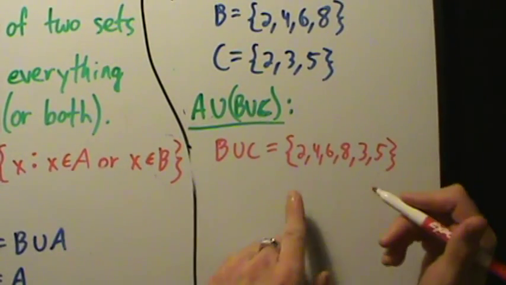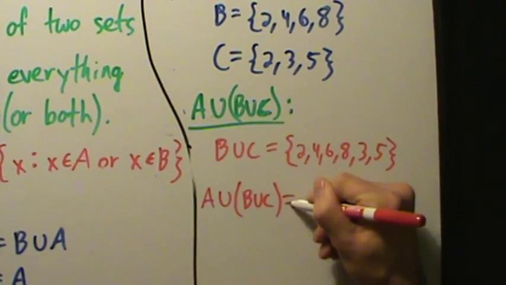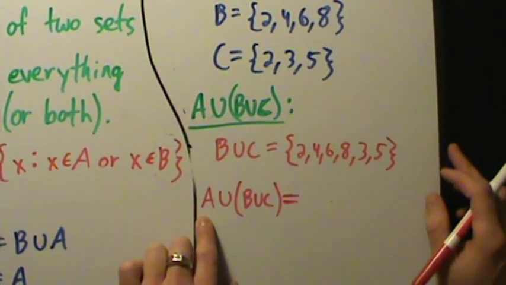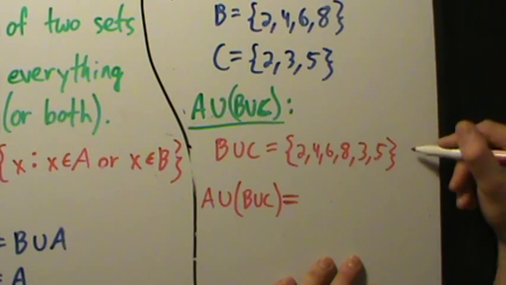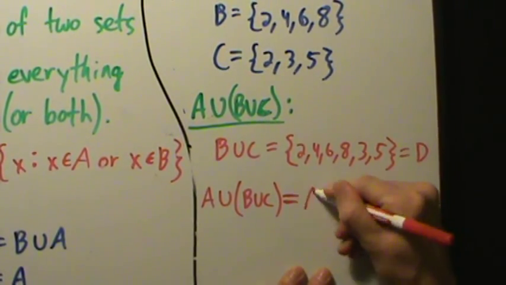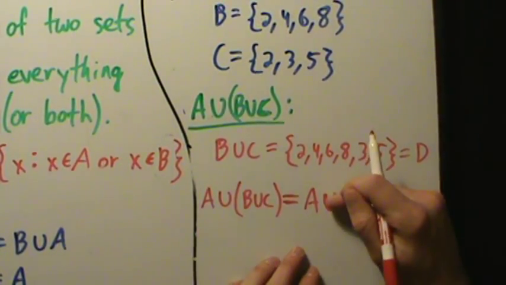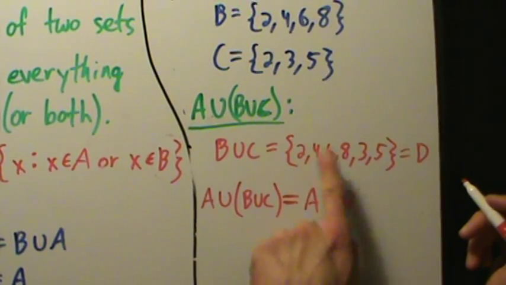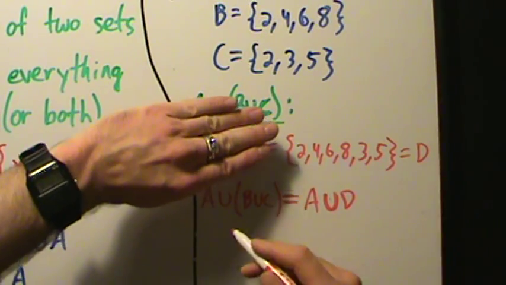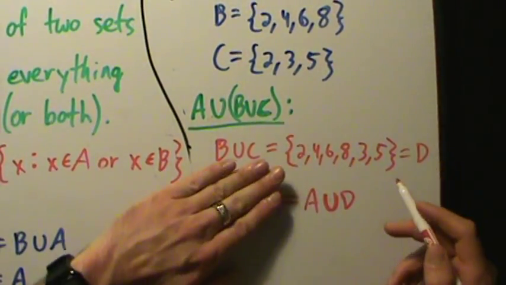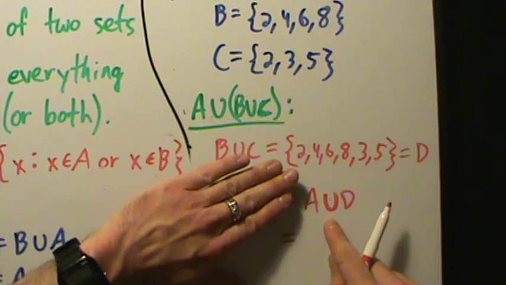Now what's A union that guy? So now we do A union (B union C). This just means everything that's in A or in B union C. If you want, we can just call this set D, and this will be the same thing as A union D, and then it's a little easier to think about. We don't have to do that, but if that helps you out, totally go ahead. So we call this set D: 2, 4, 6, 8, 3, 5. So it's everything that's in A or D.